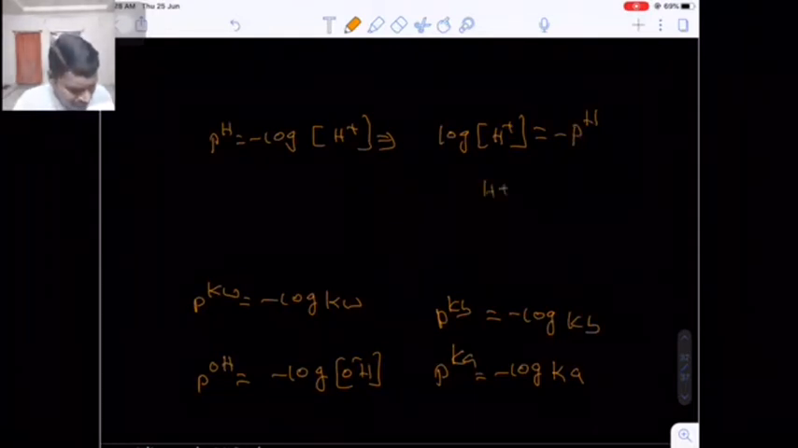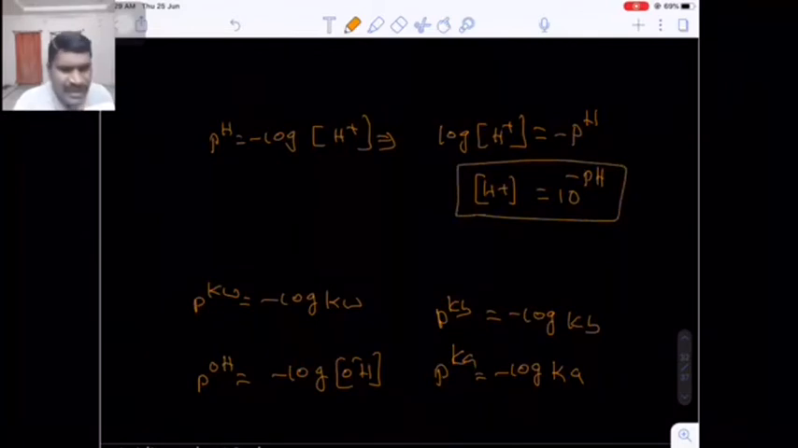So H plus ion concentration is nothing but the anti-log. Whenever we are writing anti-log, the base must be 10. The base must be 10 to the power minus pH. This is the formula to calculate the H plus ion concentration if the pH is given.